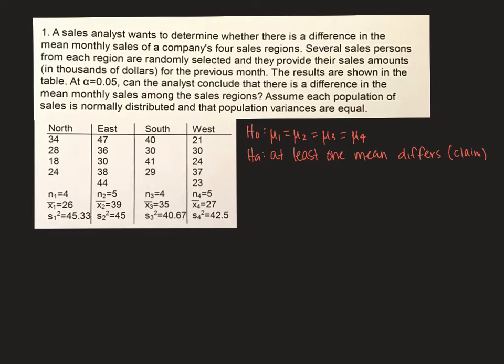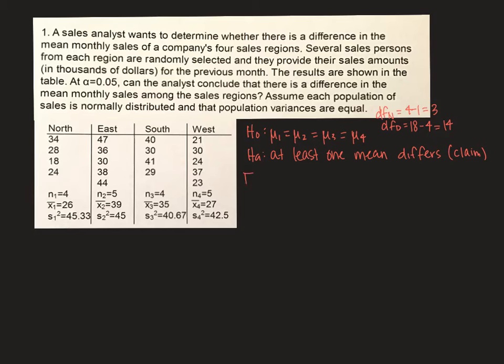So our degrees of freedom for our numerator is K minus 1, which in this case would be how many different samples we had. So 4 minus 1, which would be 3. Our degrees of freedom for our denominator is N minus K, so that's capital N. So we have 4, 5, 4, and 5, which is going to give us a total of 18 in all of our samples. So 18 minus the total different samples, which is 4. So it's going to be 14.